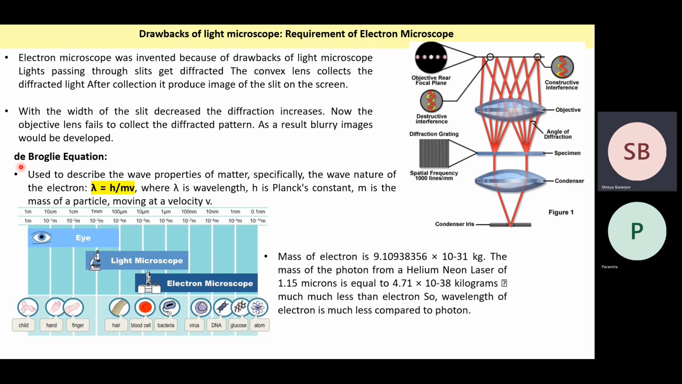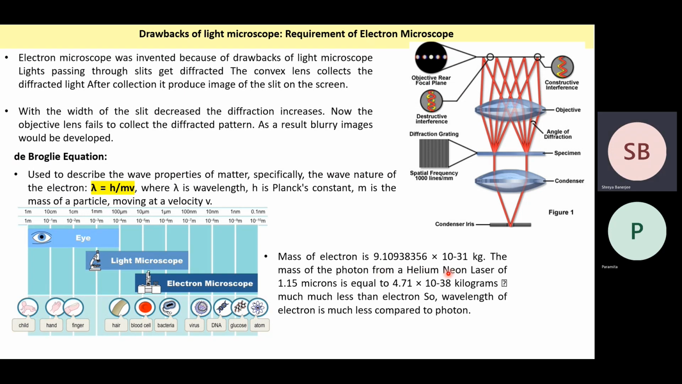So before that, we learn about something called the de Broglie equation. This equation is used to describe the wave properties of matter, specifically the wave nature of the electron. The equation is lambda equals h by mv, where lambda is the wavelength, h is Planck's constant, and m is the mass of a particle moving with velocity v. So suppose an electron of mass m is moving with velocity v, then the electron will have a certain wave nature associated with it, which has the wavelength lambda. So the electron has both particle as well as wave nature.